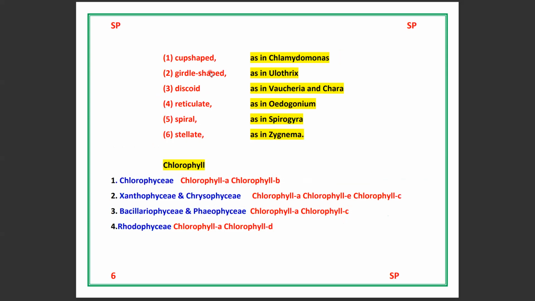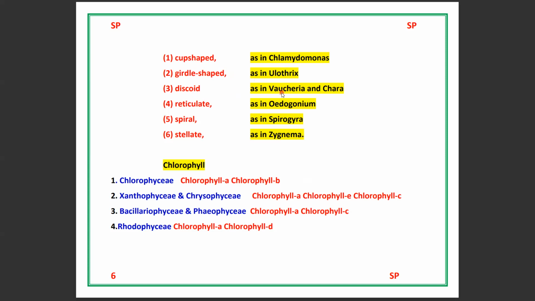Different shapes of chloroplast are seen in different types of algae. The chloroplast is cup-shaped in Chlamydomonas. Girdle-shaped or C-shaped chloroplast is seen in Ulothrix.